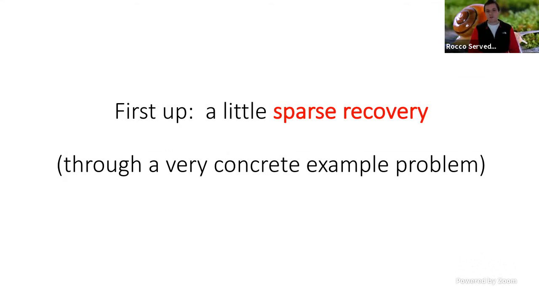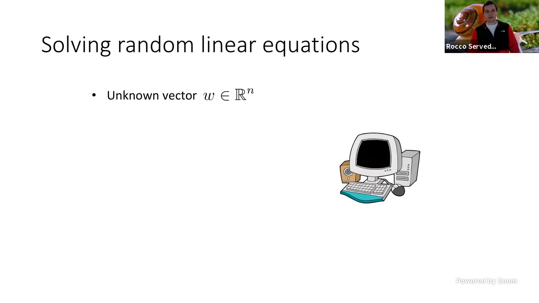So, okay, I want to start with a little bit of basic stuff about sparse recovery, and we'll go through this by considering a very simple and idealized example problem. So that'll be a problem of solving a system of random linear equations. So what do we mean by this? We have some unknown solution vector, just a vector of n real numbers, w1 through wn. And we're going to be interested in solving random linear equations to which this is the solution.